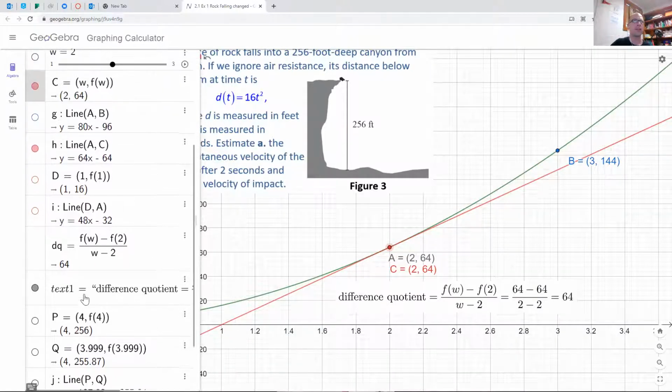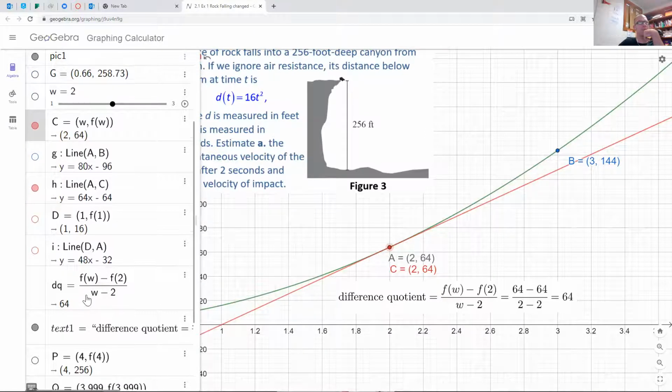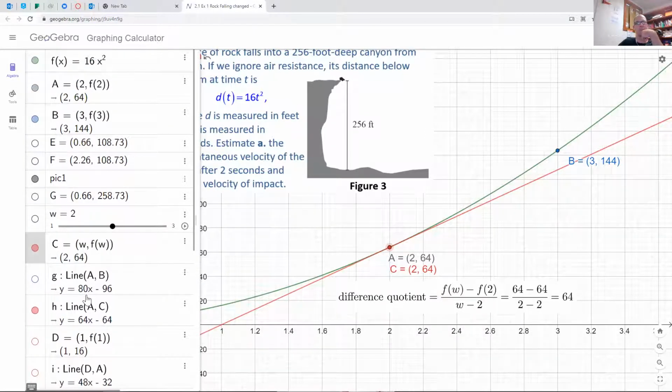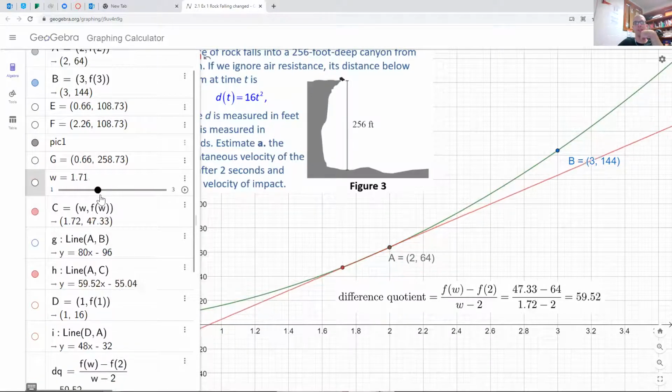That's fine. Was there anything else that I wanted to show you on this one? Not right now. That's the idea of limiting.